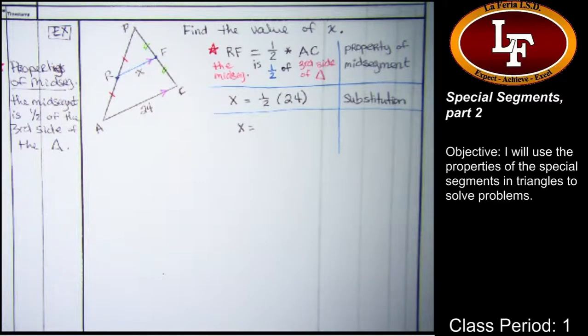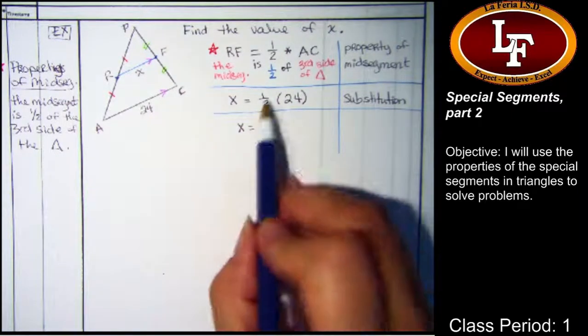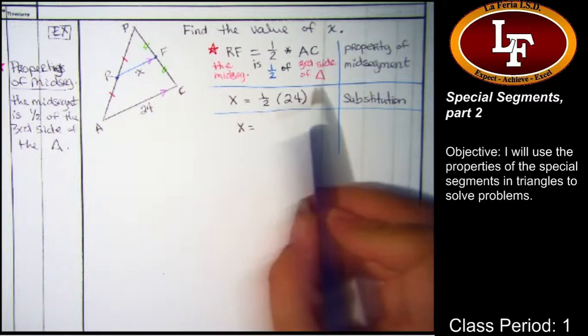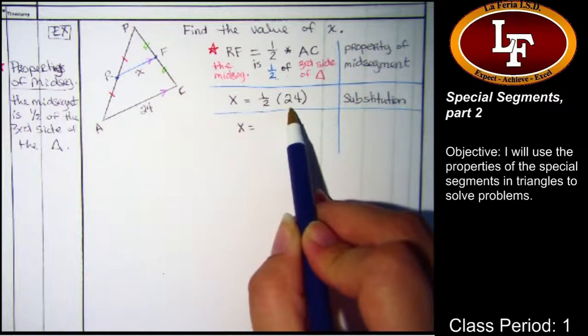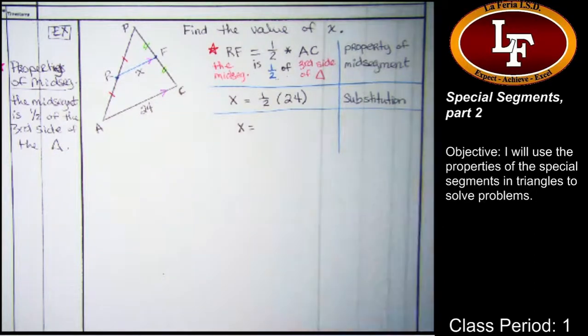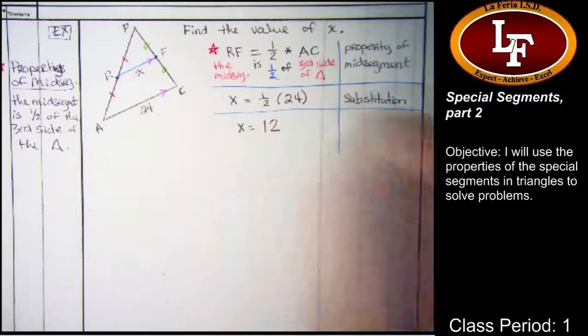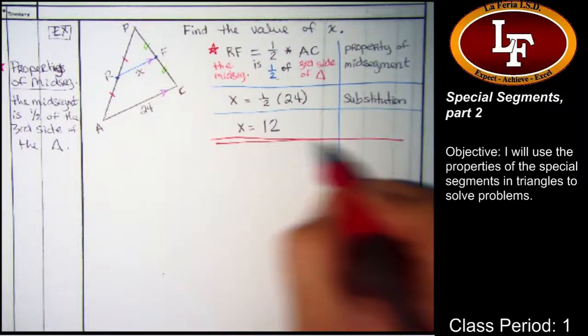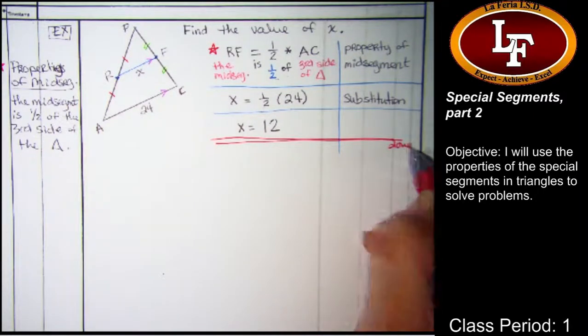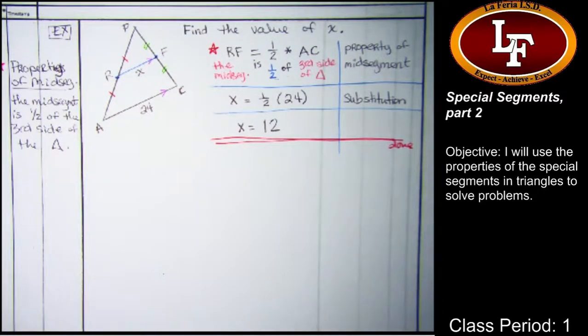What's half of 24? Oh, 12. Yeah, because that's what this says, right? Half of. So 1/2 times 24 in your brains can be thought of as half of. So half of 24 is 12. We have done what we were asked to do. We are done. Awesome. Pretty cool, huh?